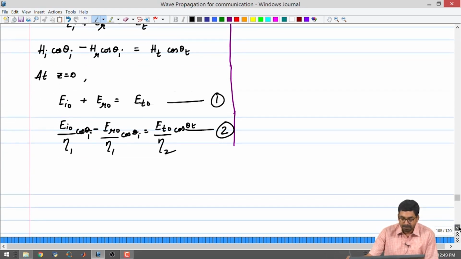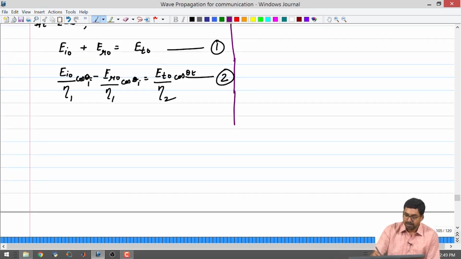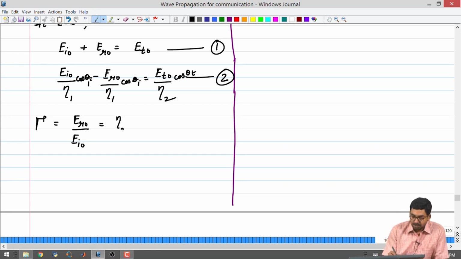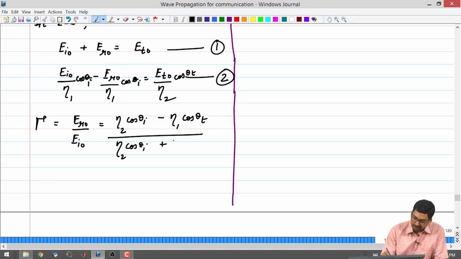In other words, you can solve these 2 simultaneous equations, and you can write down gamma, which is nothing but ER naught divided by EI naught. The solution looks like eta 2 cos theta I minus eta 1 cos theta t, divided by eta 2 cos theta I plus eta 1 cos theta t.